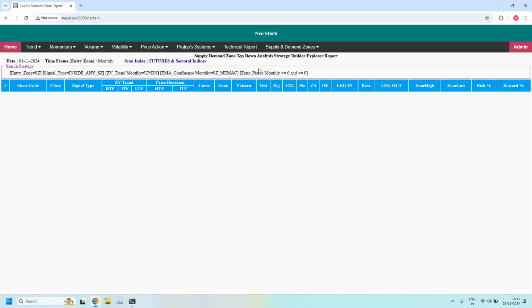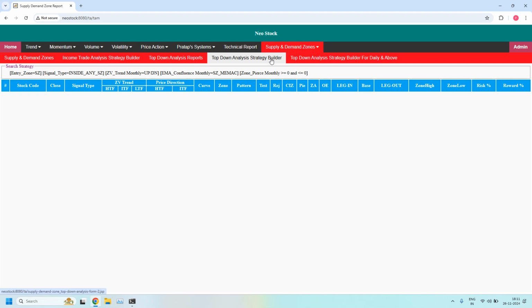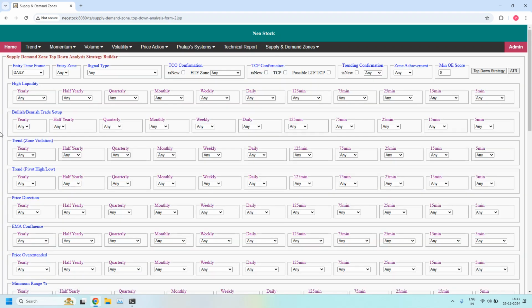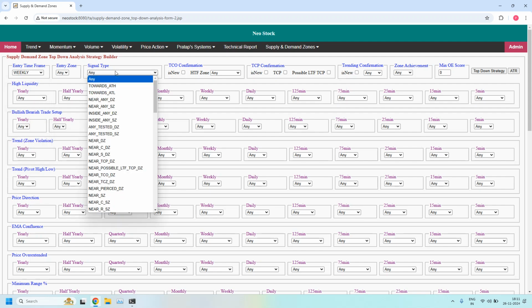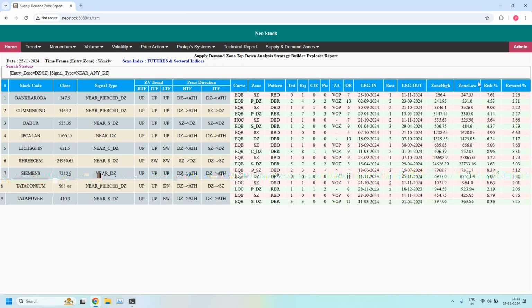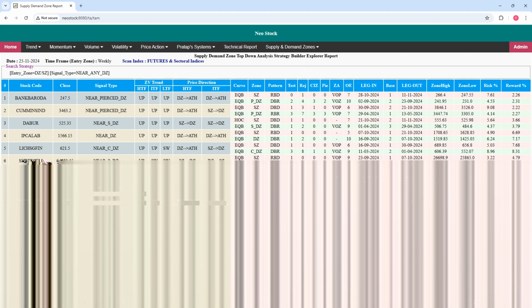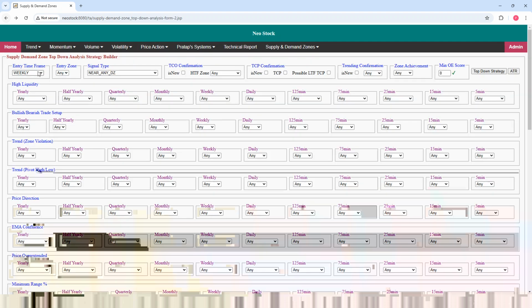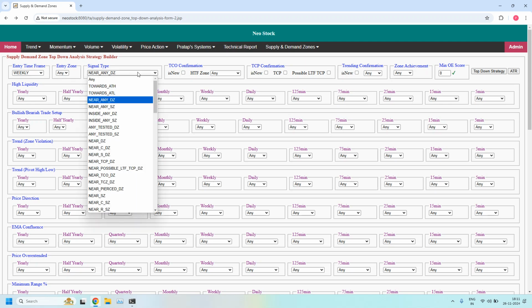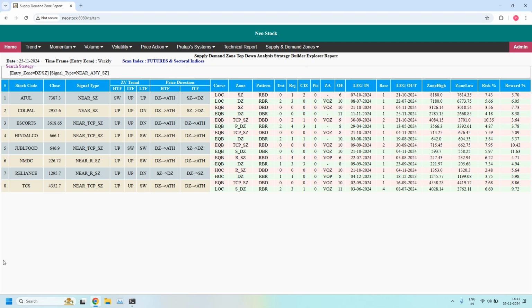Okay, next time frame is weekly. Stocks near weekly demand zone. 9 stocks are filtered. Next weekly time frame. Stocks near weekly supply zone. 8 stocks are filtered.